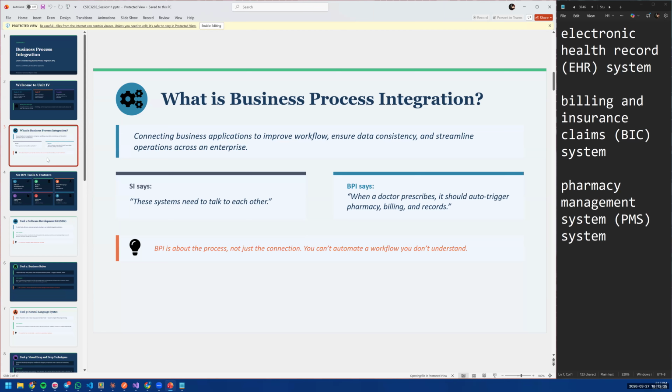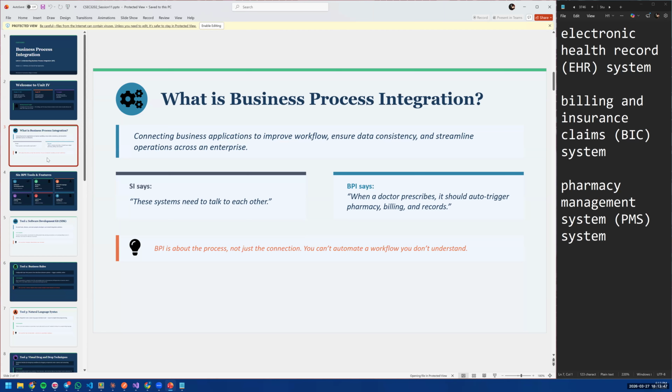So BPI sits at the intersection of business and technology. It's kind of like the in-between of the technical side and the business side. It's not just an IT project. It also requires understanding of the actual business workflows.